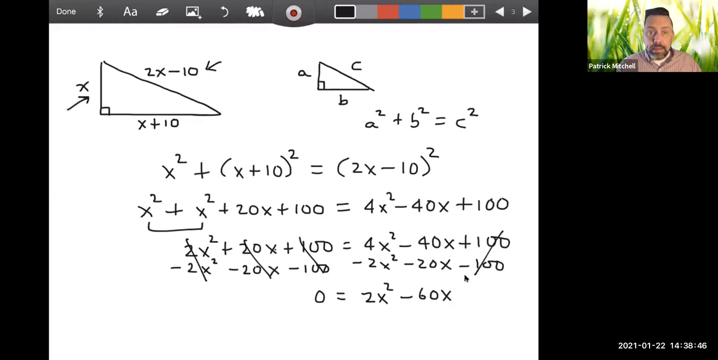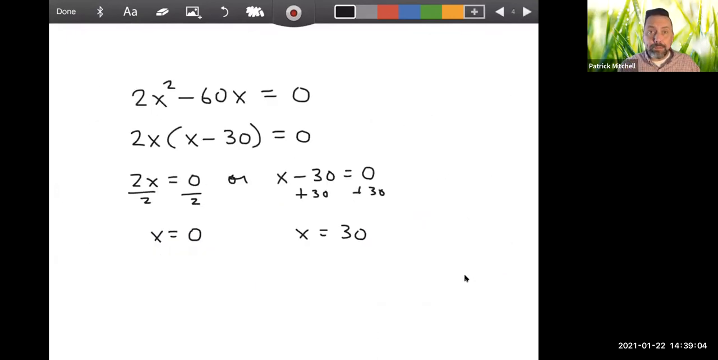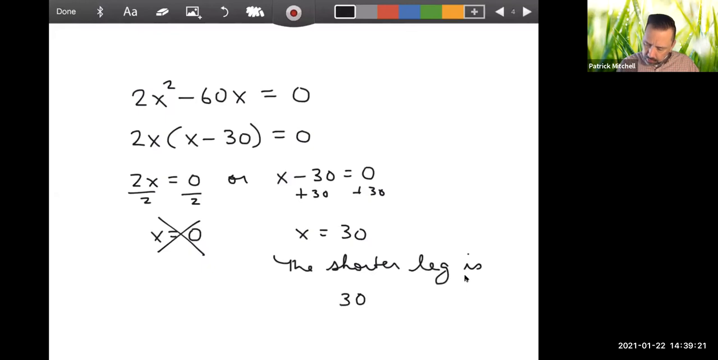However, if x was 30, that would make the shorter leg 30, it would make the longer leg 40, and it would make the hypotenuse 2 times 30 is 60, 60 minus 10 is 50. And that does make sense. So in this case, 0, even though it is my favorite number, it is an extraneous solution. And the only good solution is 30, which means the shorter leg is 30 miles.